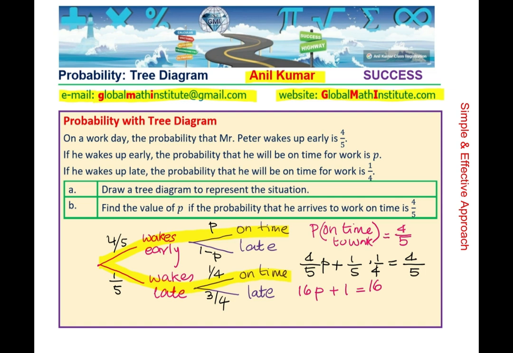So now 16p is equal to 16 minus 1, which is 15. And so the value of p is 15 over 16. You see that. That is how we are going to find the value of p from the given probability. I hope that makes sense.